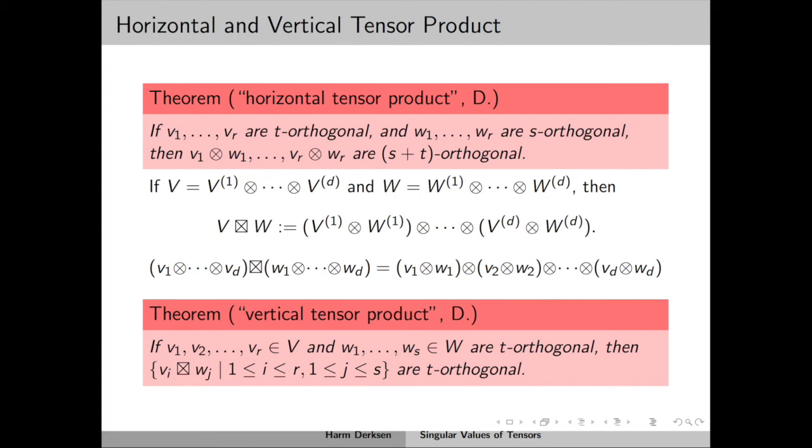Another result is for this vertical tensor product. So if I have a bunch of unit simple tensors in V that are t-orthogonal, and I have simple tensors in W that are t-orthogonal, then if I take this vertical tensor product of all pairs, those will be t-orthogonal again. So the construction is slightly different because there I had R and R and produced R, and here I have RS and now produce RS new tensors.